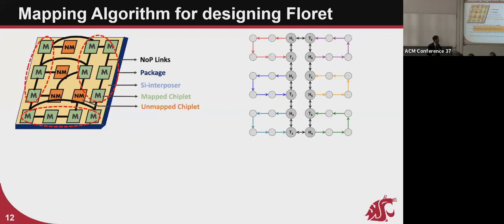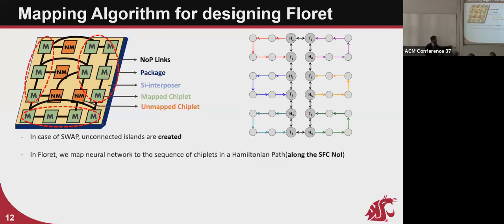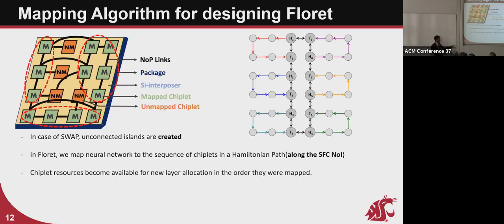In Floret, we map the layers according to the Hamiltonian path, which is along the SFC, like starting from H1, go to T1, going on to H2, to T2, and we come back to the same H1 when we proceed along this path. The benefit is, in case the workload is much bigger than what our system can actually serve, we will basically be on the chiplet that is going to be the next available resource. So the chiplet resource becomes available as new layer allocation starts.